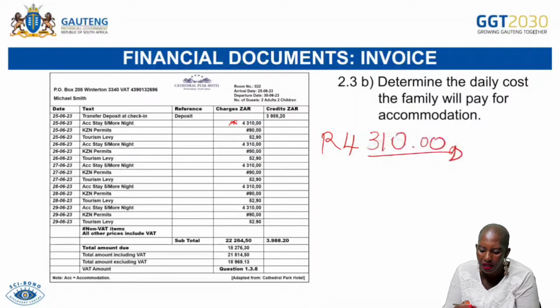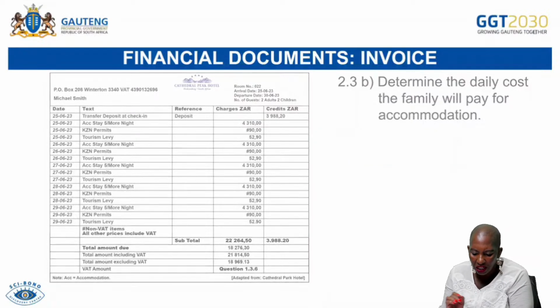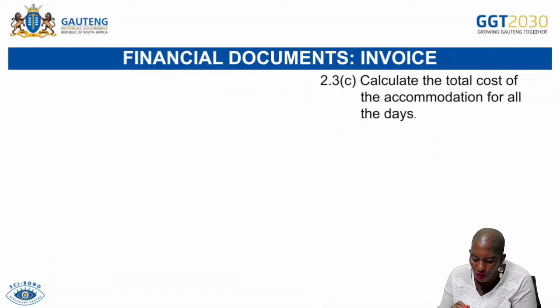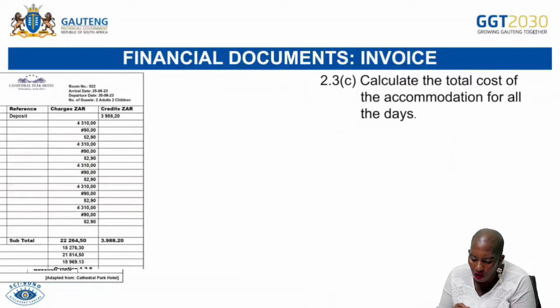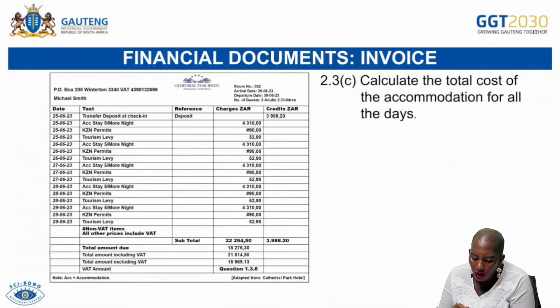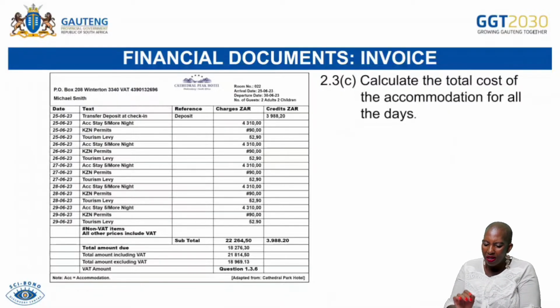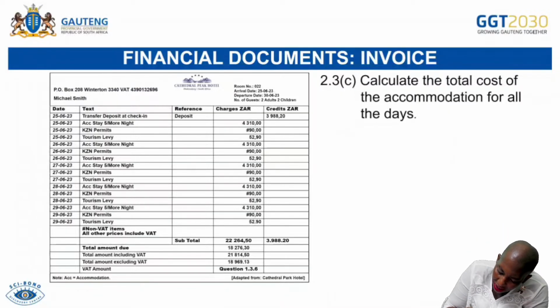That's it. Answers are there, boys and girls. You don't need to scratch your heads. Let's move to the next one. Calculate the total cost of accommodation for all the days. So we said per day, it's what? It's 4,300. And then total cost.